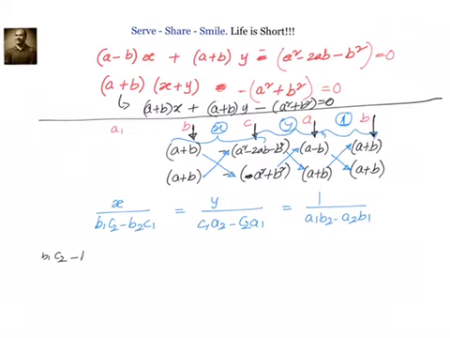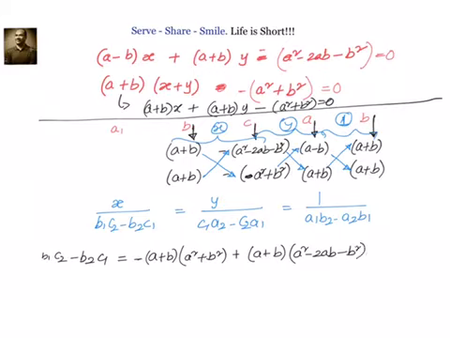b1 c2 minus b2 c1 is equal to, we know b1 is a plus b into c2 is minus of a square plus b square, minus b2 into c1, that is minus of a plus b into minus of a square minus 2ab minus b square. So I can make this as plus and write down a square minus 2ab minus b square.